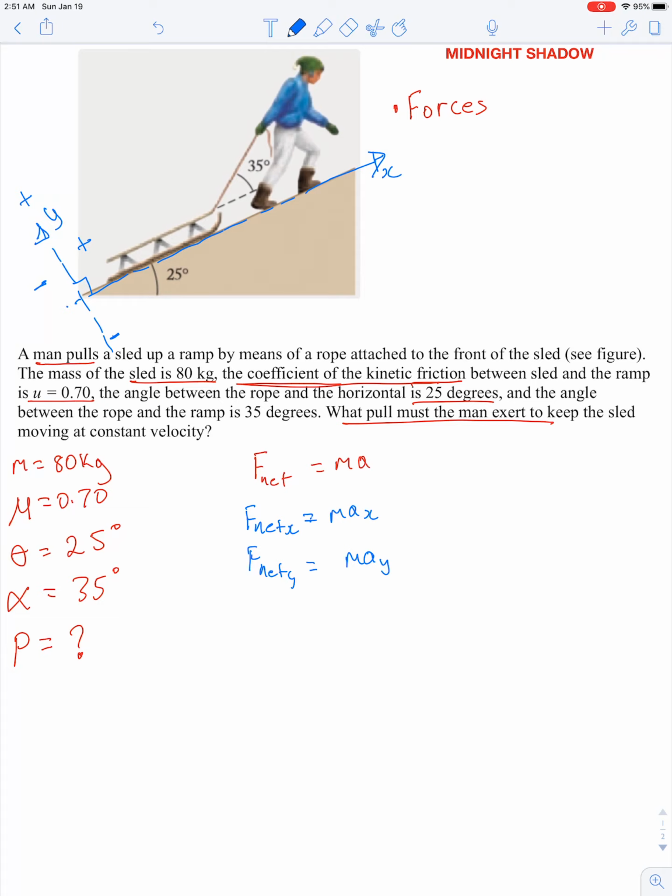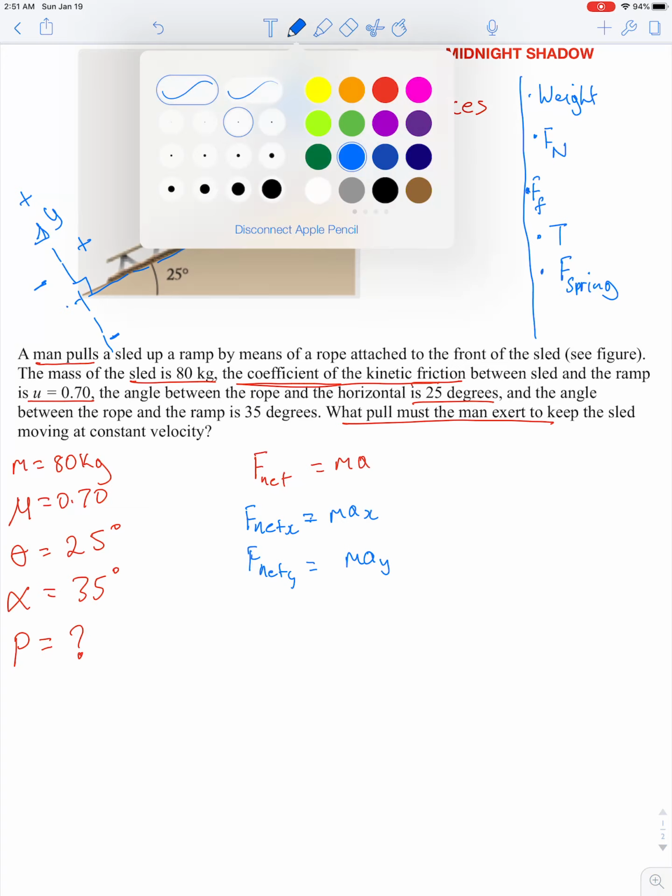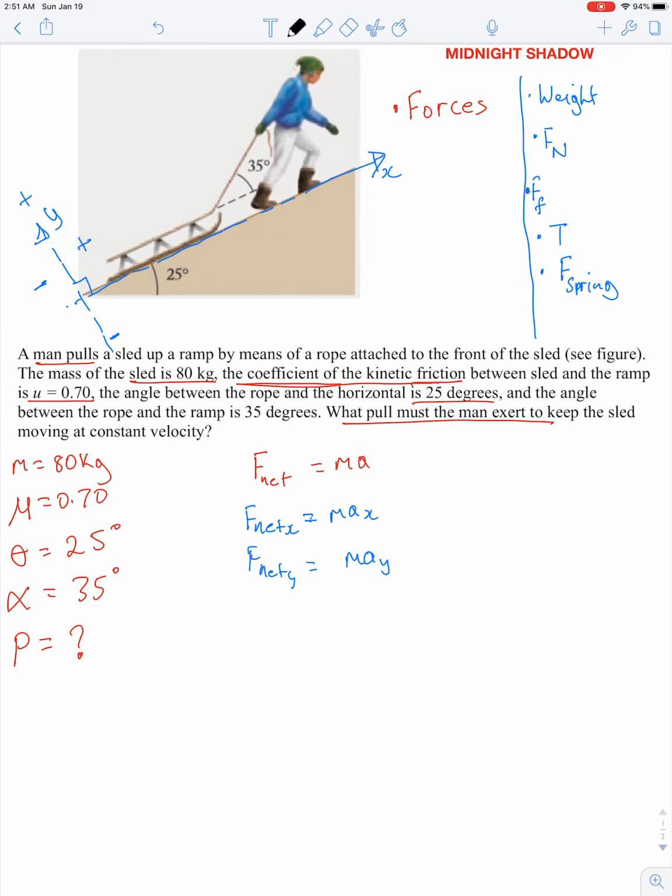Now, once you've done that, the next step is to draw your forces. There are 5 different forces that you should know. These are weight, the normal force, which I call Fn, the frictional force, which I call Ff, the tension in a rope, which I call T, and the spring force, which I call F spring. Once you have a force problem, all you have to do is check to see if you have any of these forces. So let's go to black here and draw.